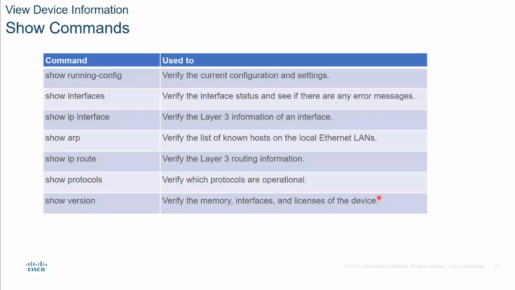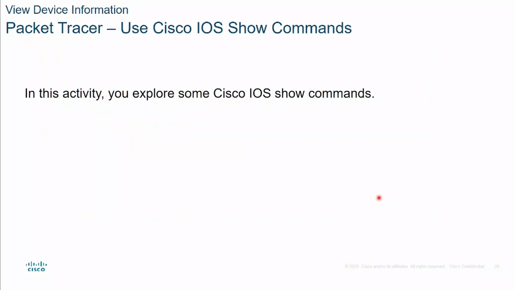There are also show running-config, which is used to verify the current configuration and settings. Show interface verifies the interface status and shows if there are any error messages. Show ip interface verifies the layer 3 information of an interface. Show arp verifies the list of known hosts in the local Ethernet LANs. Show ip route verifies the layer 3 routing information. Show protocols verifies the protocols are operational. Show version verifies the memory, interface, and license of the device.